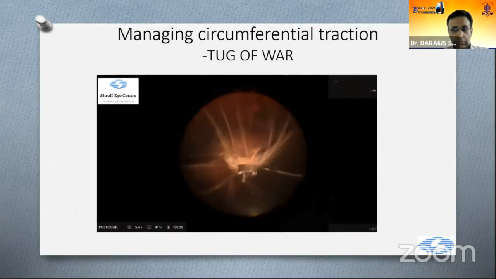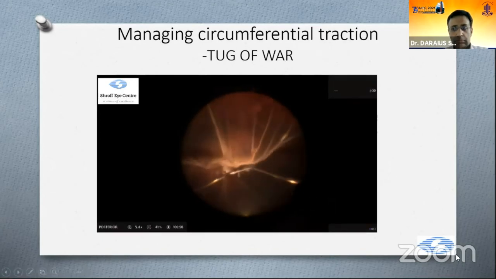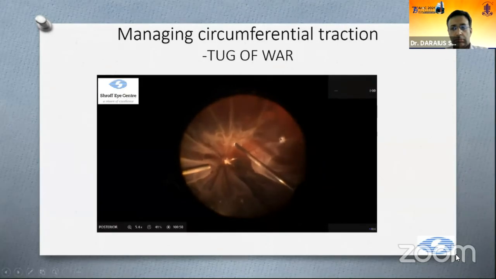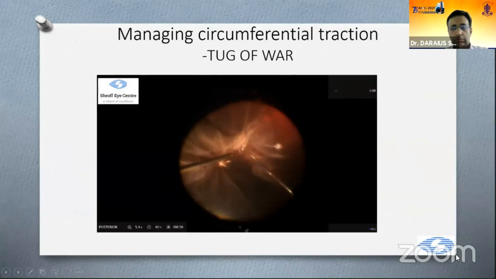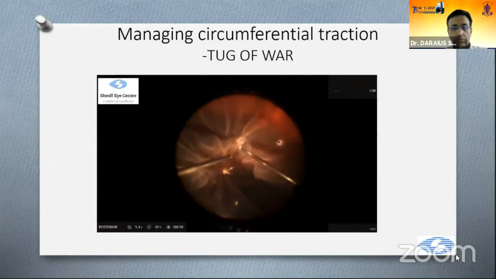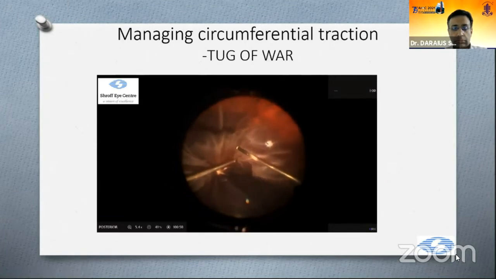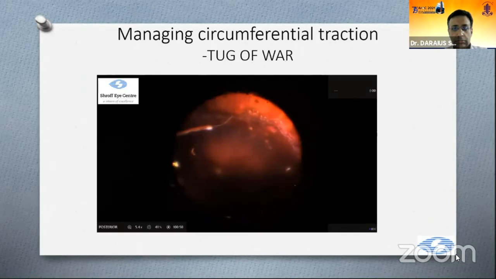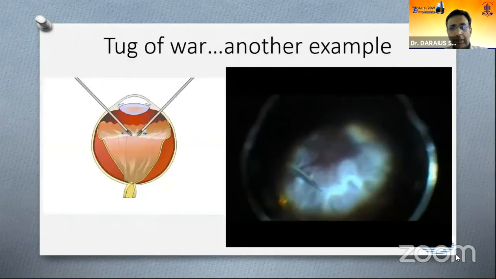Once the bands were separated from the underlying retina, they could be safely trimmed by the vitrectomy cutter. As the traction was released, the retina fell back and settled without requiring any retinotomies. With a sigh of relief, we performed laser to the attached retina. So I think this is another example of tug of war, but I think we'll just skip this slide.